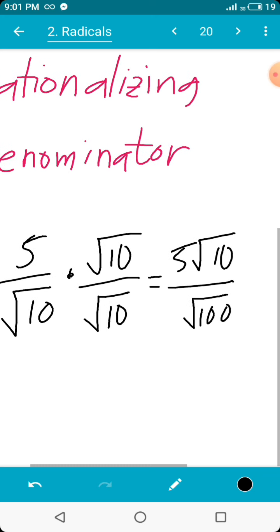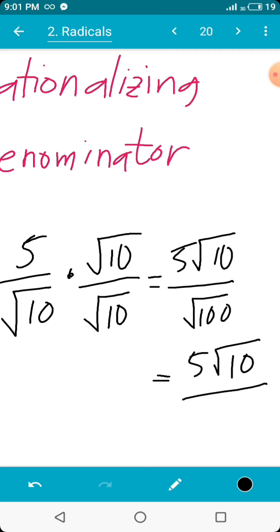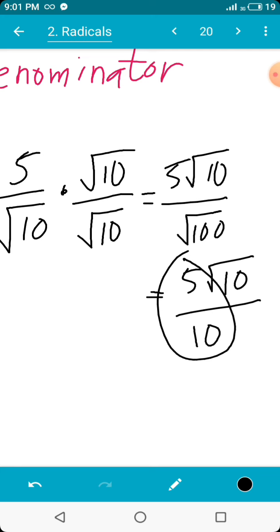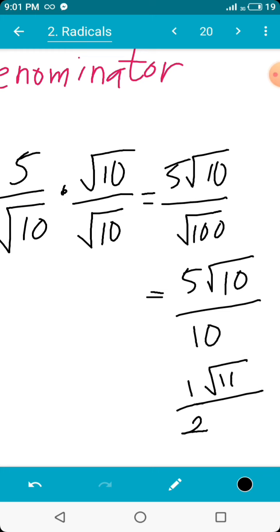Okay? So, now, we can have 5 square root of 10, and yung denominator natin is square root of 100, naging perfect square ng radicand. And we know that the square root of 100 is 10. Okay? So, next, if we can simplify yung number sa labas, we can do that. So, let's say 5 over 10. Kung i-simplify natin yan, that is 1/2. Tama? And then, we can just copy this square root of 10.